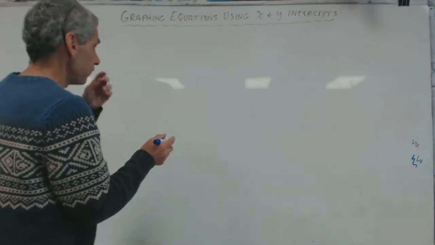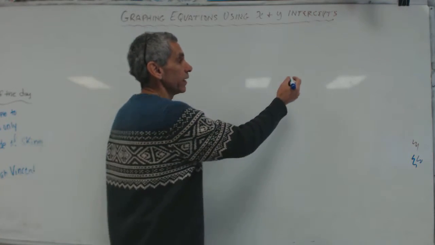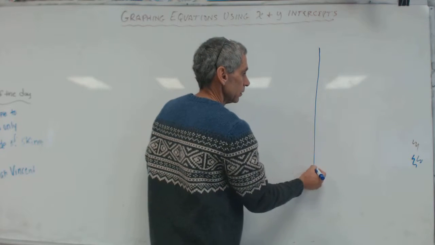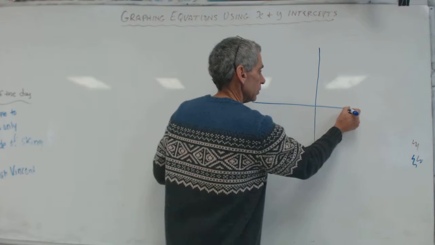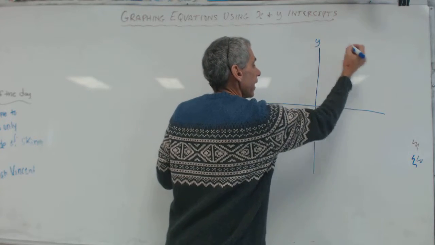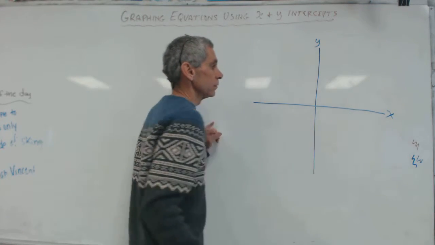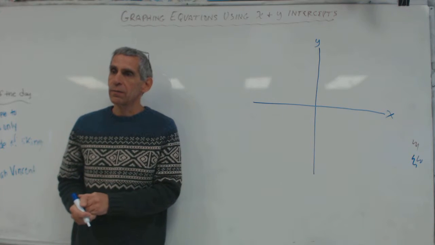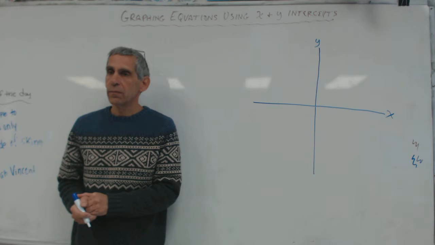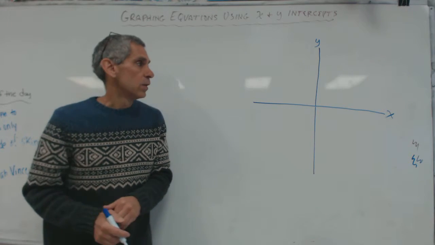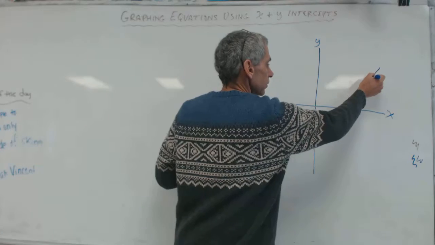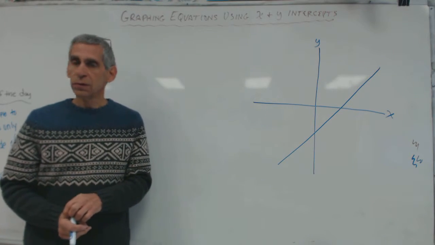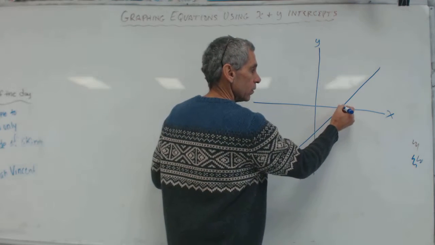But we have to understand, first of all, what is an x and a y-intercept? So just make sure we can see this. Okay, here's my y-axis and here's my x-axis. What is an x-intercept? Where a point hits the line on x. So if I drew a line like this, where's my x-intercept? Is it right here? Yes.